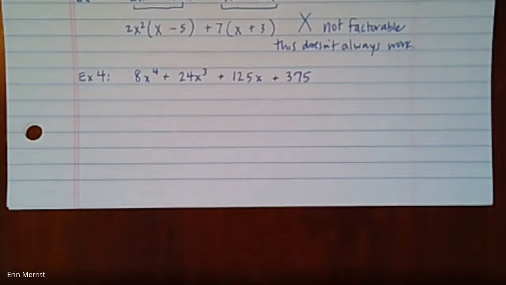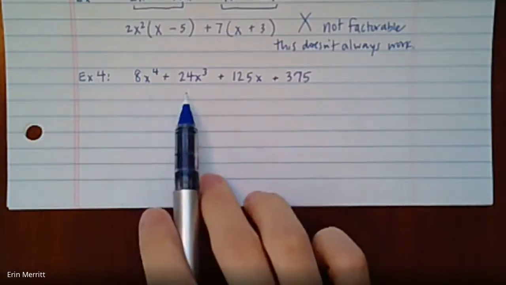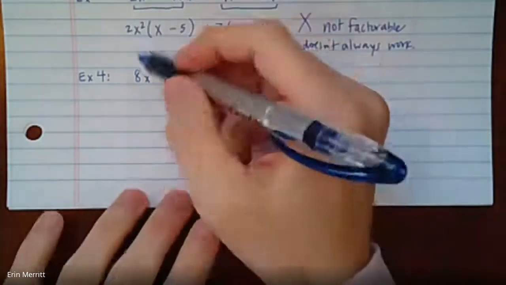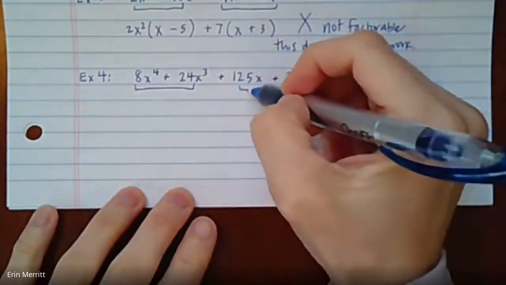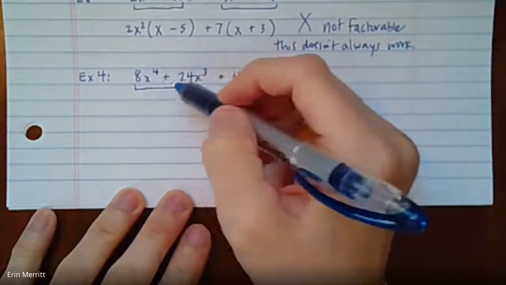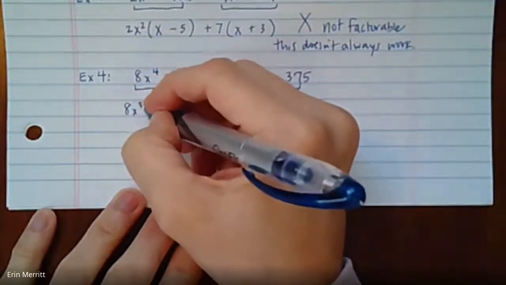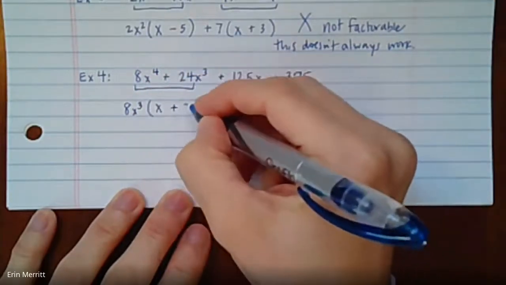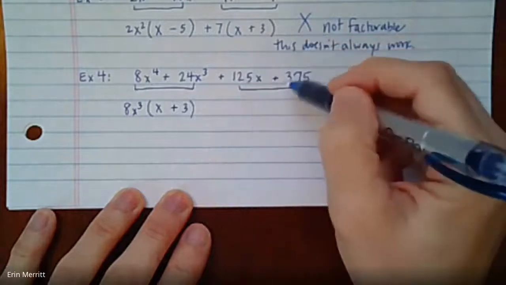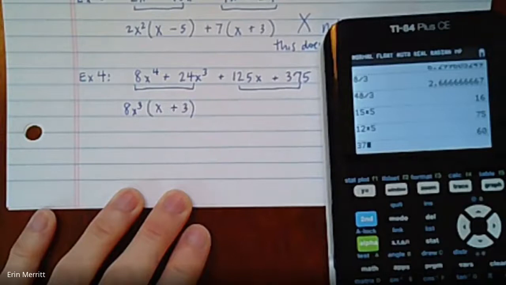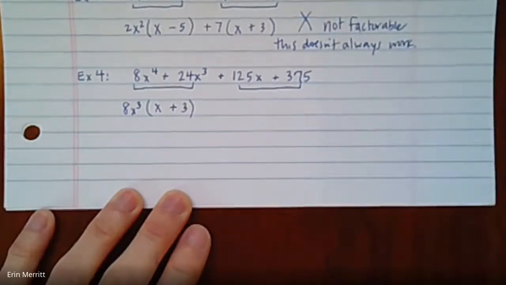Otherwise, looking at it from start to finish, 8, 24, 125, 375, there is no GCF here. All right. If I group it 2 and 2, I can see a GCF though. Right? So for the first part, I can divide 8x cubed out of each. I would be left with just an x here and then just plus 3 here. For the second piece, if you're ever not certain, grab your calculator. So 375 divided by 125, yep, that's going to go in very nicely 3 times.